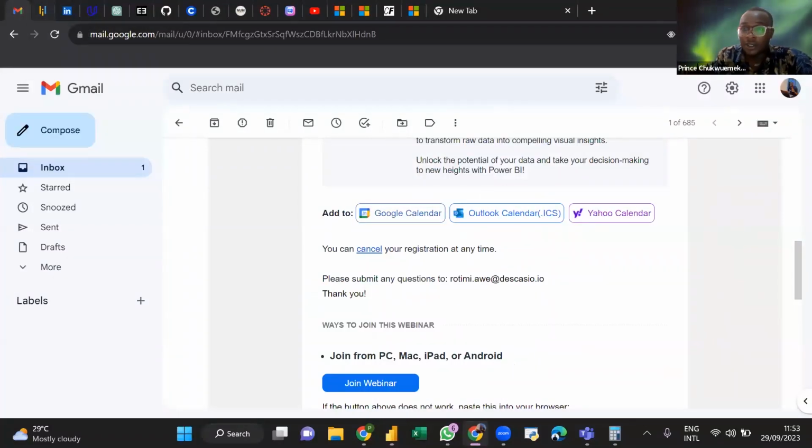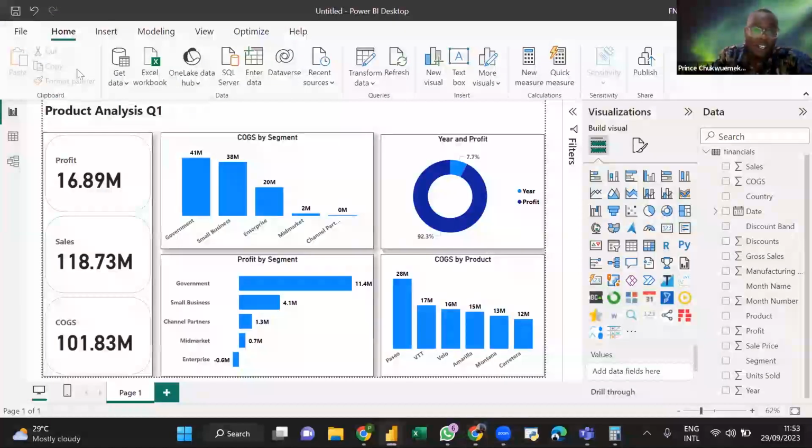Let me see if I can. I don't know why this is blocking my view. So you can look for a color combo or something, right? You'll be able to get various colors. But let's use Power BI. Power BI also has a color combo for us.